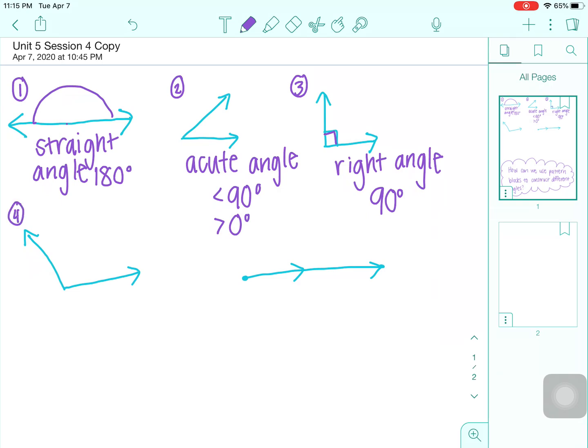Down here, we have an obtuse angle. An obtuse angle is greater than 90 degrees, but less than 180 degrees. So it's in between those two degrees.